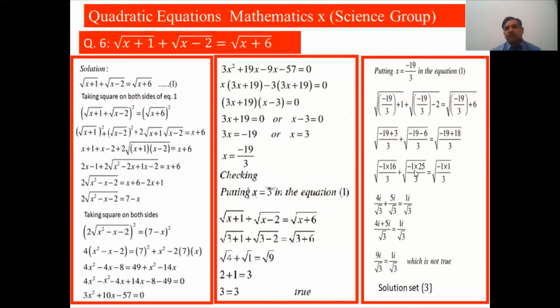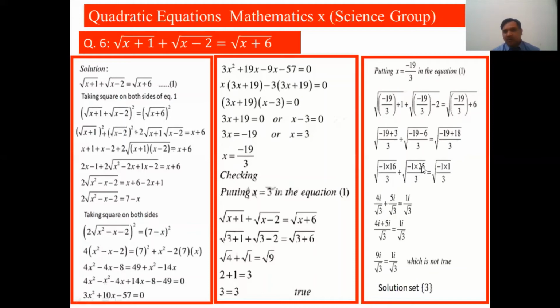Now putting x is equal to minus 19 by 3 in equation 1, we have to take the LCM, which is 3, and on the right hand side the LCM is also 3. So after simplification, here is minus 1, which can be written as iota square, and so this will be 16 iota square divided by 3. So this can be written as 4 iota divided by square root of 3.